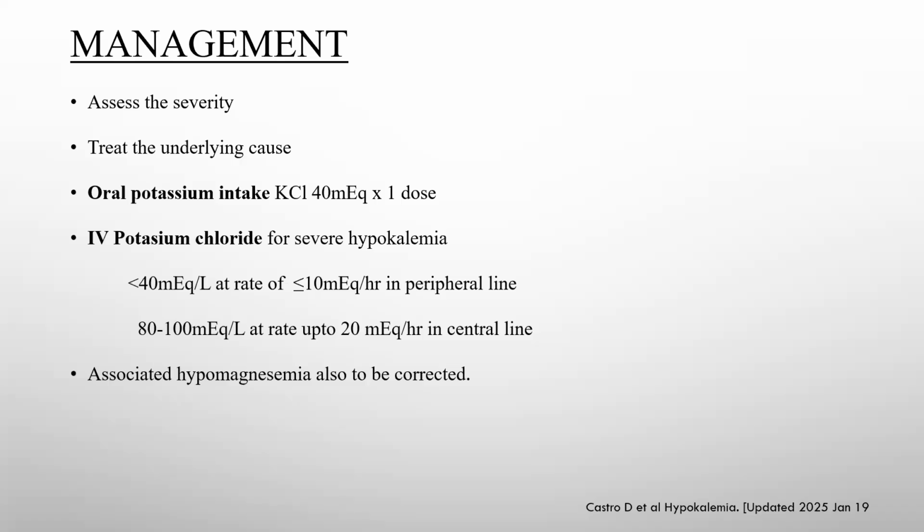In a peripheral line, the maximum concentration is less than 40 milliequivalents per liter at a rate of less than or equal to 10 milliequivalents per hour, because potassium, being a highly irritant, can cause pain, thrombophlebitis, and extravasation injury causing necrosis. In a central line, it can go up to 80 to 100 milliequivalents per liter at a rate of 20 milliequivalents per hour in an ICU with proper cardiac monitoring. Associated hypomagnesemia can occur, and that also has to be corrected.